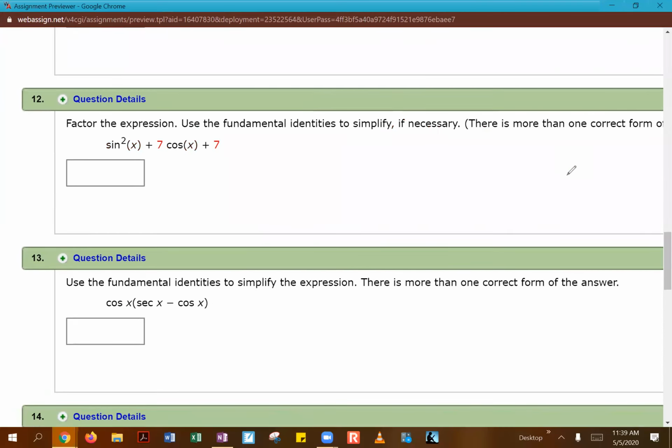How about something like number 12 over here? Sine plus 7.